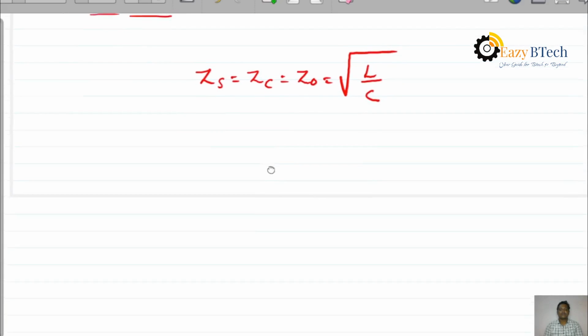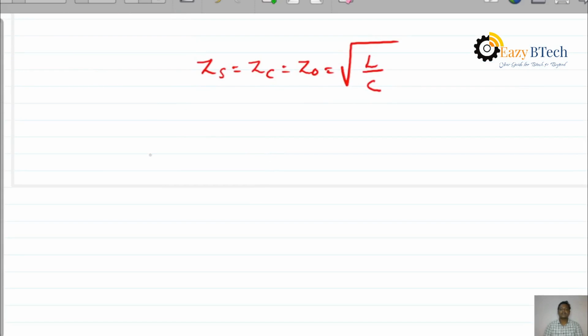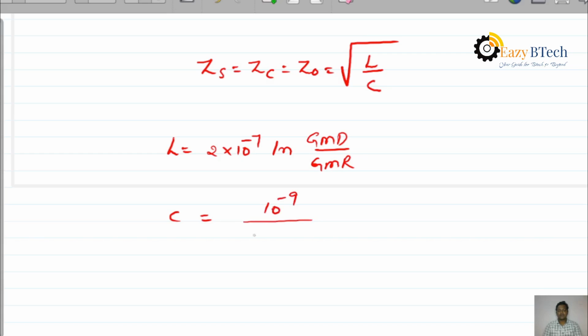Therefore, we know the formula for L in overhead transmission system, that is L equals 2 into 10 power minus 7 ln GMD by GMR. Now, the capacitance C equals 10 power minus 9 divided by 18 ln GMD by GMR.